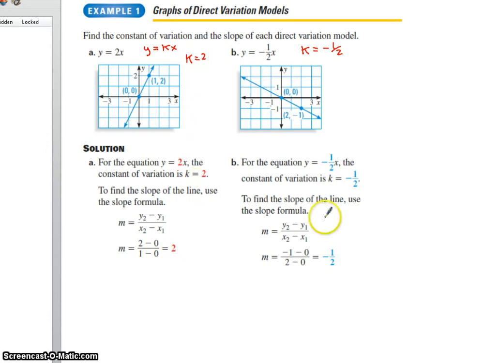The same thing over here, we can do the same thing. Here's our y and our y here, so we can start on this side, it's fine. Negative 1 minus 0, and then 2 minus 0 goes underneath, and we have a slope of negative 1/2. And look at our constant of variation. Our constant of variation is also negative 1/2. So we could conclude that the constant of variation is also the slope.